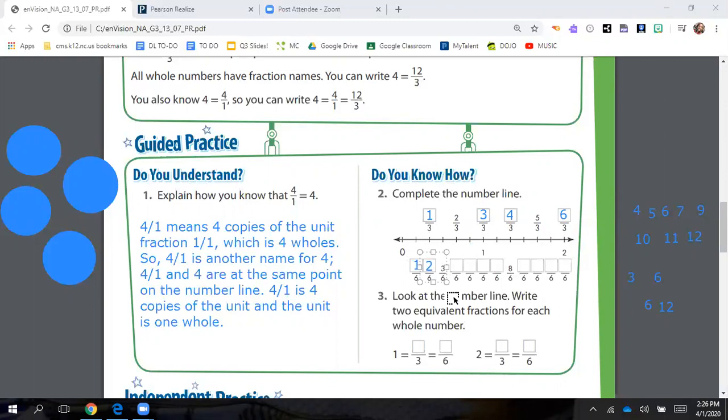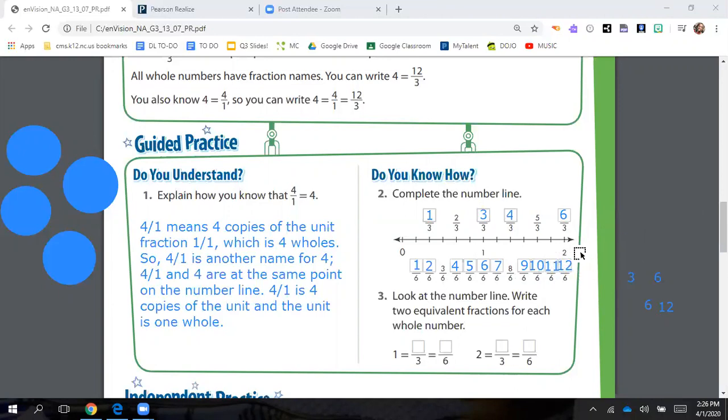2/6, 3/6 is already done for me, 4/6, 5/6, 6/6, and I can check my work. I know 6/6 is equal to 1, and it is lined up with 1. Then I have 7/6, so now I'm going to be greater than 1 whole. 8/6, 9/6, 10/6, 11/6, and 12/6.